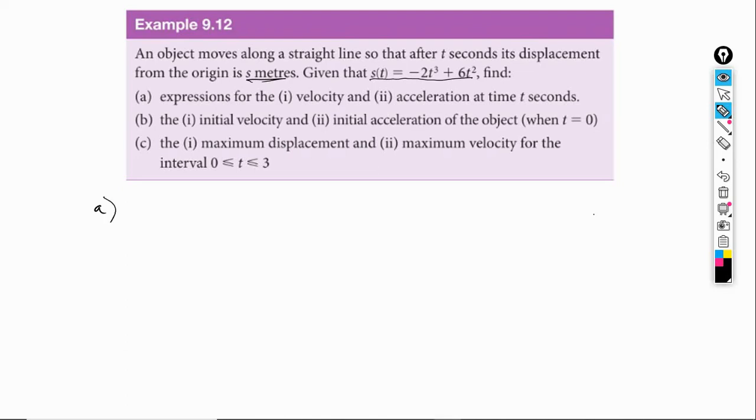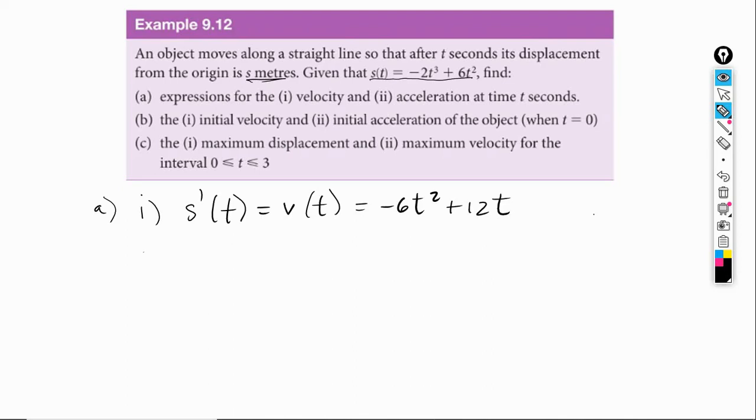So number one, how do we find velocity? Velocity is simply the derivative of displacement. So if we find the derivative of displacement, that is really going to be the velocity in terms of time. So this is going to be minus 6t squared plus 12t. This is now a function that will give us the velocity of the particle at time t.